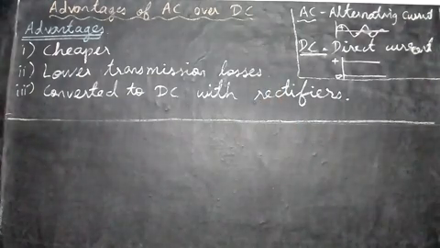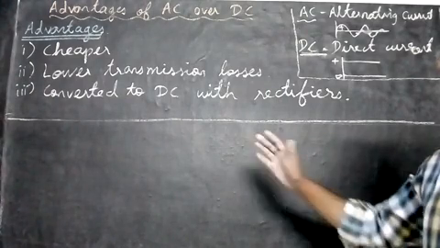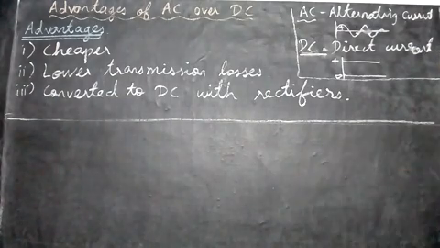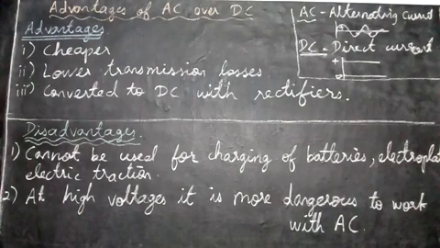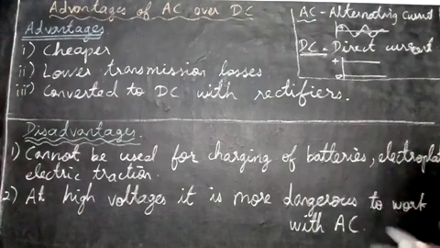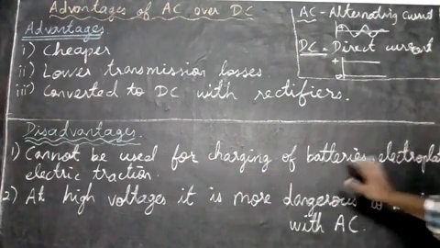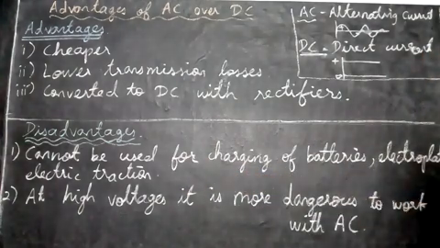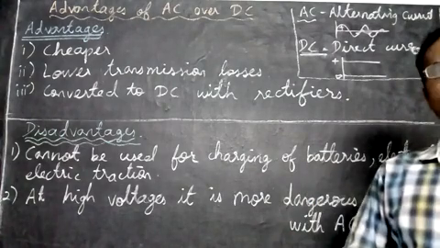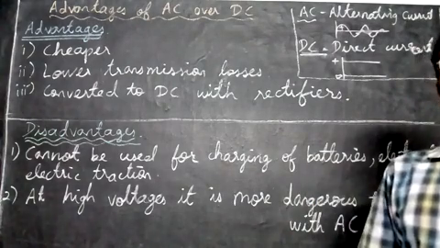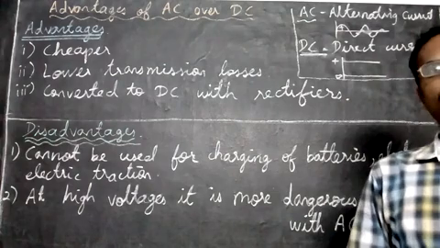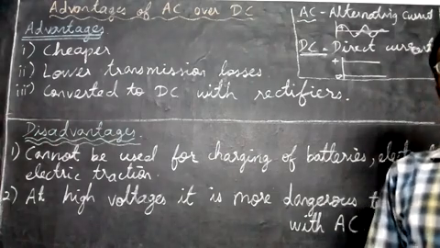Next we'll study what are the disadvantages of alternating current. Let me write it down. First one, it cannot be used for charging of batteries, electroplating and electric traction. If you send AC voltage to a battery, we can't charge the battery with the help of alternating current. Directly from the plug point, if we keep a battery, it will damage it only.